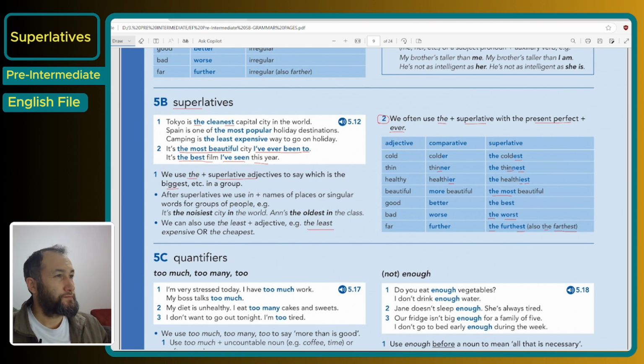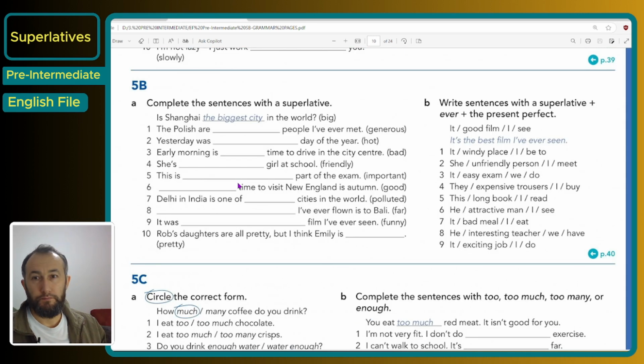Now we're going to do some exercise relating to it. So let's move on. Okay, here you go. 5B. Exercise A is asking us to complete the sentences with a superlative. That's it. So is Shanghai the biggest city in the world? The big, the biggest. Generous, someone, you know, who would like to give money to people as a help. This is the meaning of generous. It's the long adjective, generous, 3-syllable. And obviously the superlative of it, the most generous.